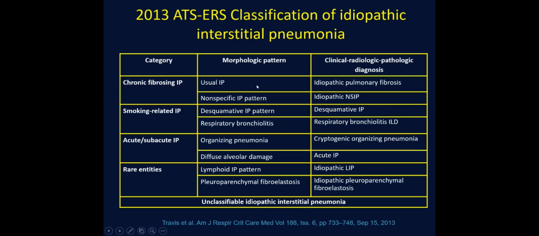We will go through each of these entities in turn, and I will describe them, the radiologic features and some of the pathologic features. The final thing I want to point out on this slide is that there are some idiopathic interstitial pneumonias that are unclassifiable, that do not meet criteria for any of these patterns.